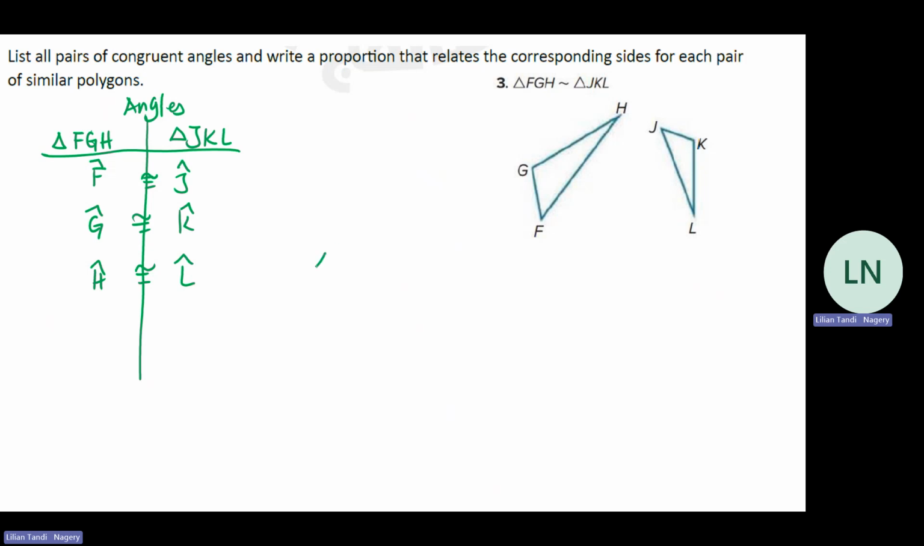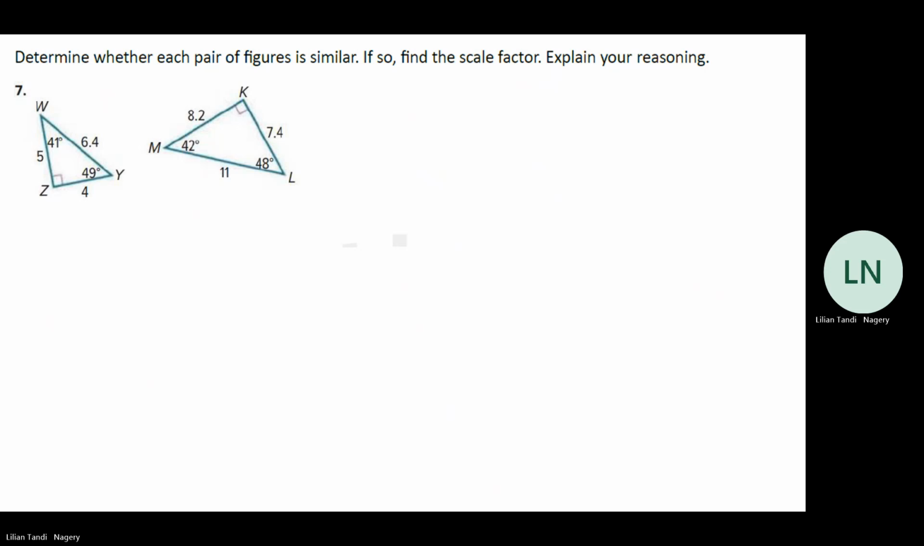Then now write the proportion that relates to the corresponding side. So you're going to write triangle FGH over triangle JKL. So FG over JK. GH over KL. HF over LJ. Okay? And there.